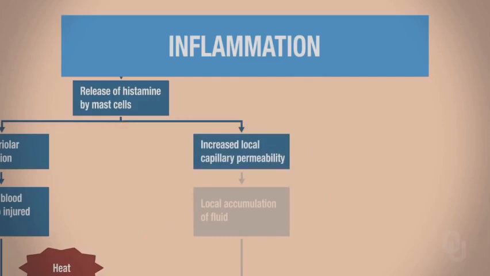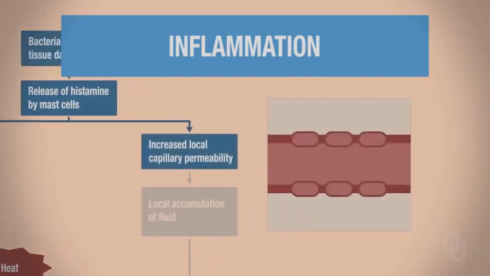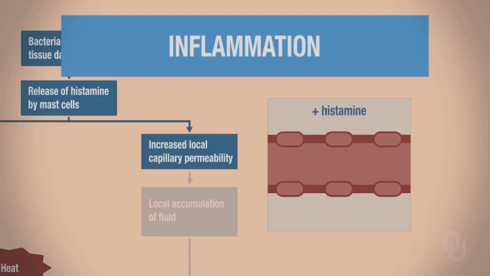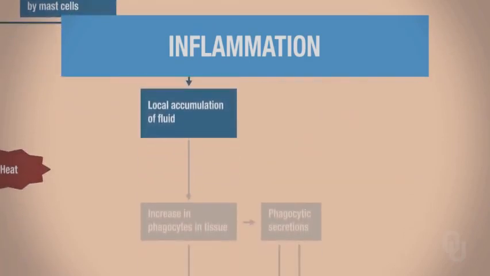So what I want you to do is think about a capillary here, and I'm just going to draw three endothelial cells that are forming the walls of this capillary. And when you have histamine release, the pore size has increased significantly. So if you increase the pore size, that means more fluid can flow through those pores. So that means you're going to get a local accumulation of fluid, some of that fluid being in the interstitial fluid. Remember that we've talked about swelling or what we call edema, an excess of interstitial fluid.